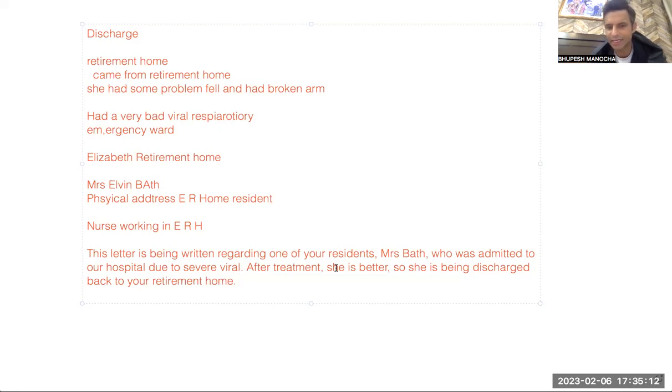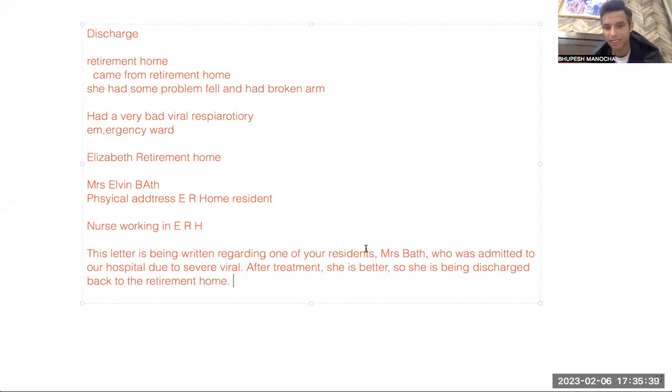Now, rather than writing your retirement home, you can also write back to the retirement home, because we are talking about the same retirement home. When we say your, it also belongs to the patient as well. So the word the is better rather than your. Because when we say your retirement home, you are writing the letter to the nurse, so you say your retirement home, but it is the patient's as well. Therefore the word the is much better.